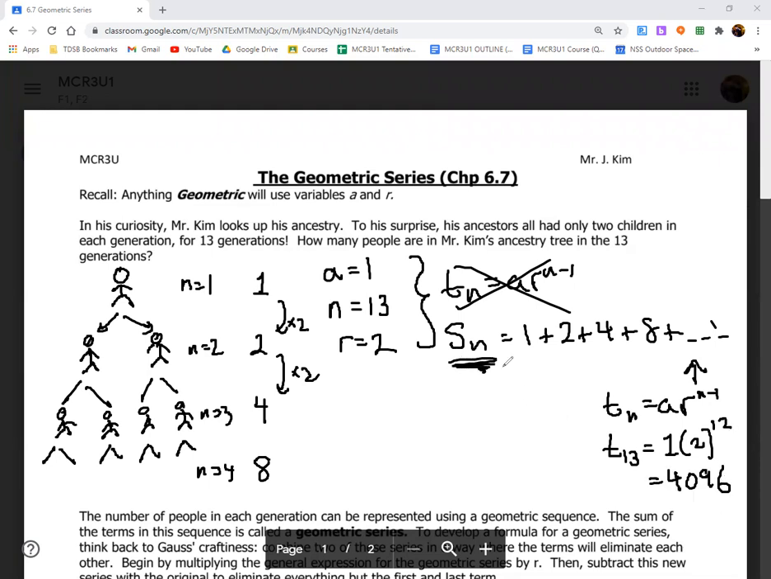So how do we calculate the sum? It's great that we know the number. How do we calculate the sum of all 13, when it's multiplying, not adding? So we can't use a previous formula.